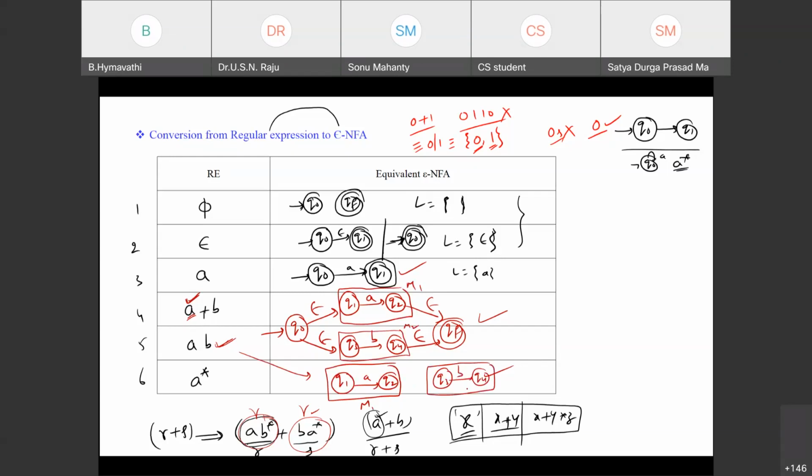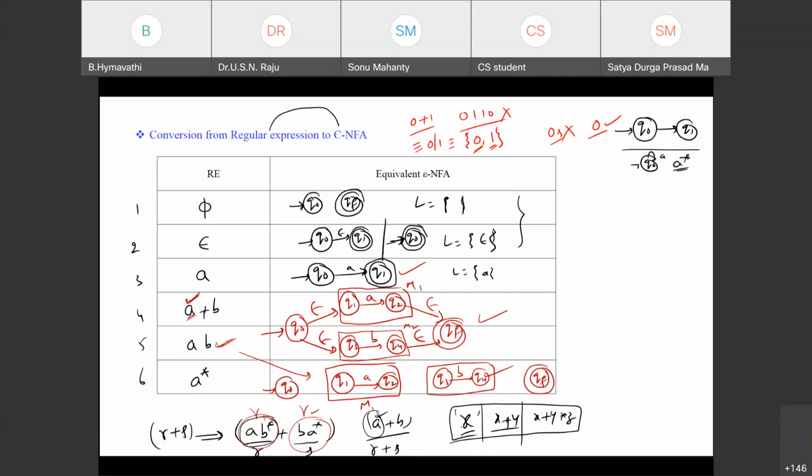This is for B. But ultimately, from the starting state, by taking A and B, I should go to the final state. Then can you tell me where to add some states? I'm adding Q0 here. Then I'm adding QF. Now can you tell me what the transitions are?